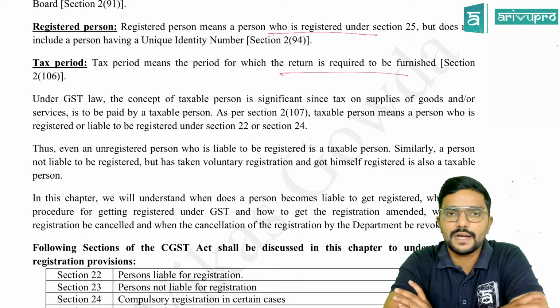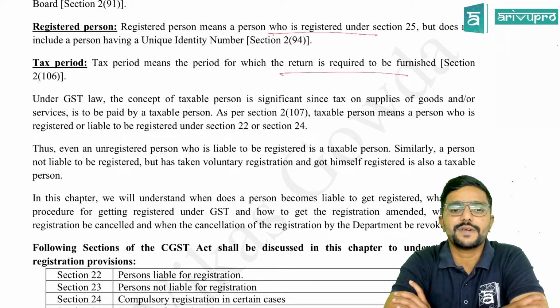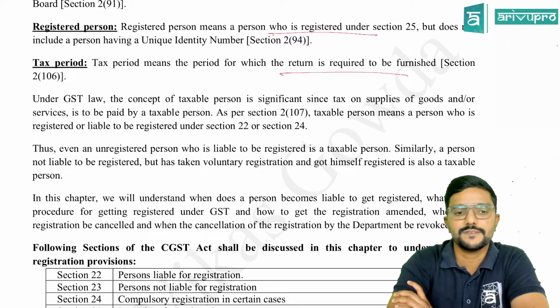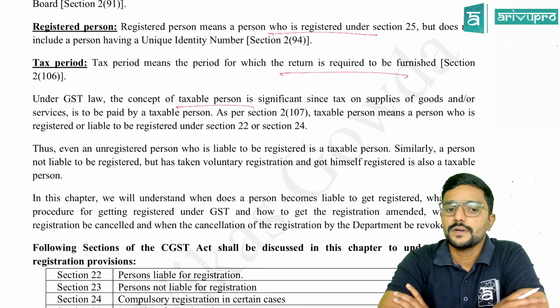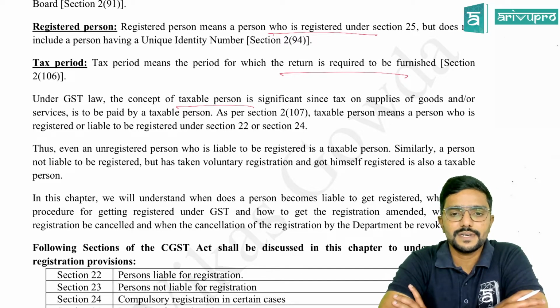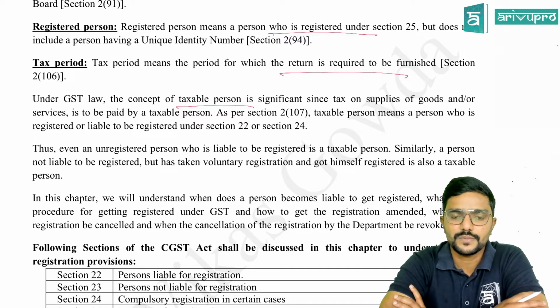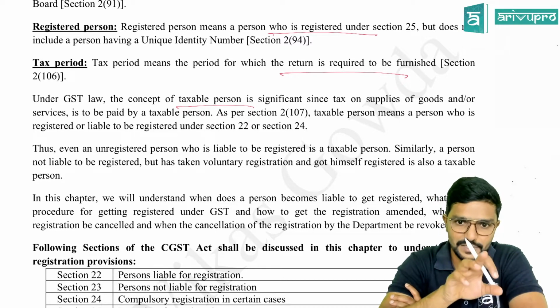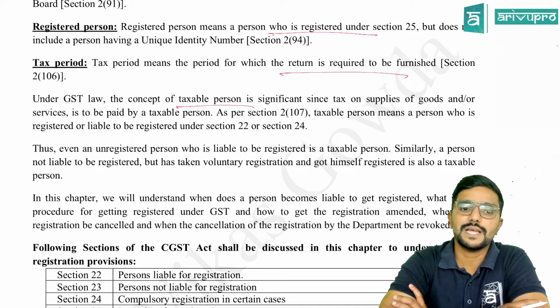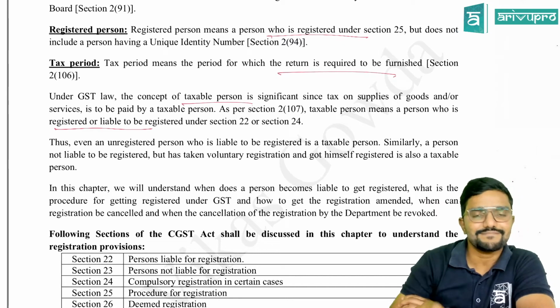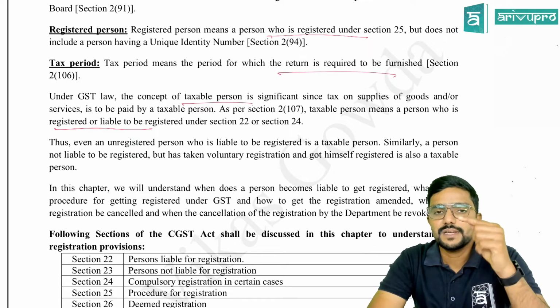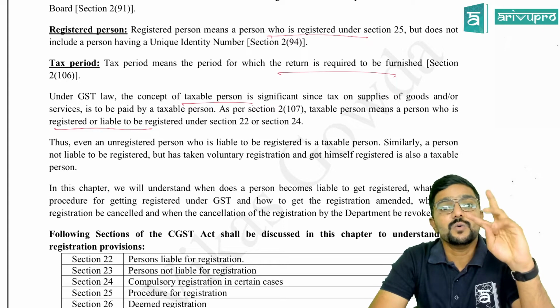Okay. Next, under GST law, the concept of taxable person. Taxable person is different, registered person is different, guys. So please be careful with it. Taxable person is significant since tax on supplies of goods and or services is to be paid by a taxable person. As per section 2 clause 107, taxable person means a person who is registered or is liable to get registered under GST.